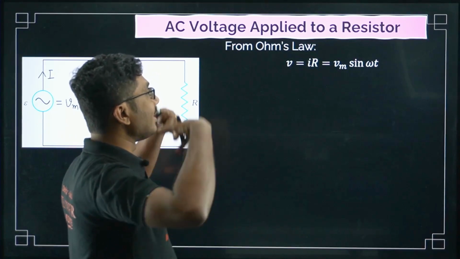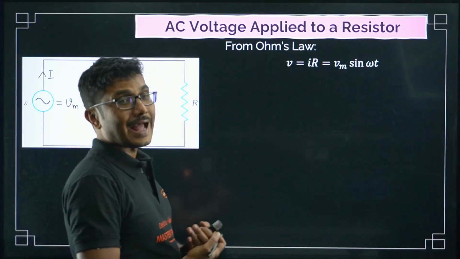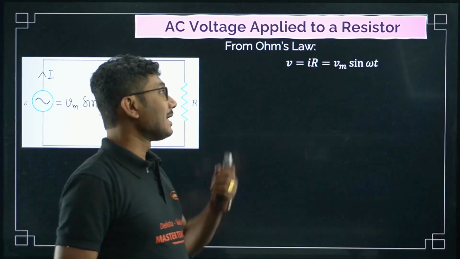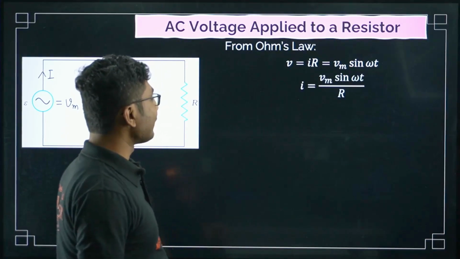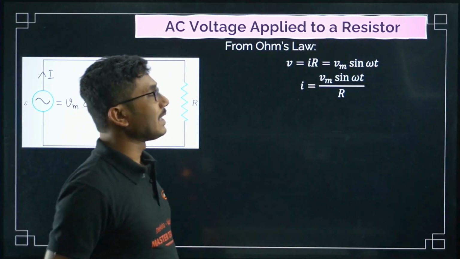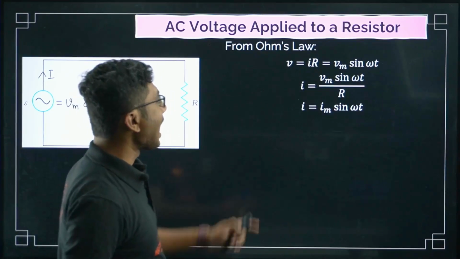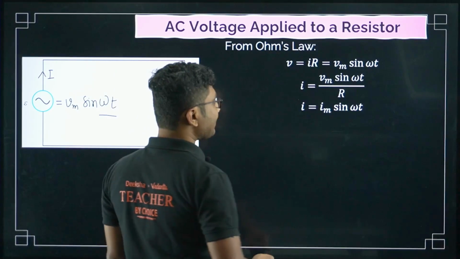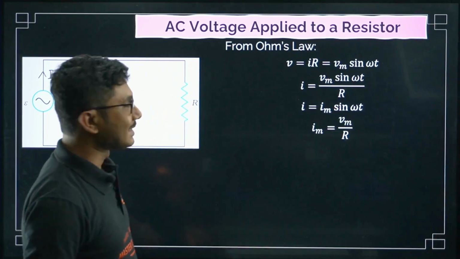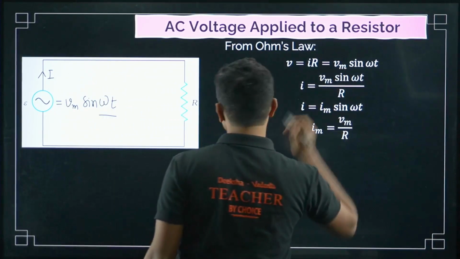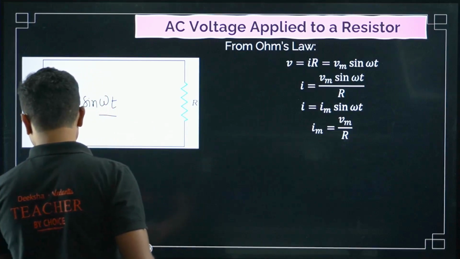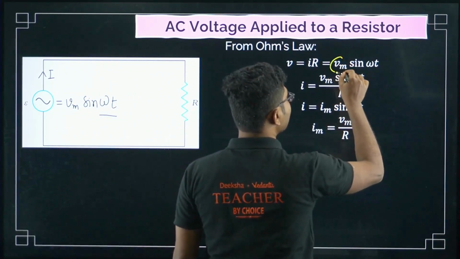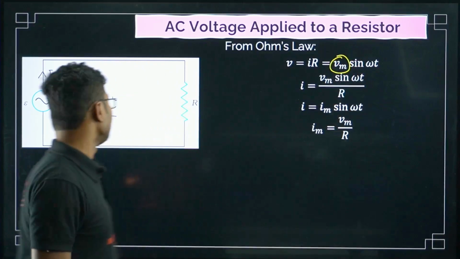But obviously the current will not be constant as it was in case of DC. The current will fluctuate, and you can calculate the current as Vm sin omega t by R, so I equals Im sin omega t. Here Im is basically Vm by R. What is the meaning of Vm? Vm is the maximum possible value of the input voltage. This is the peak value.